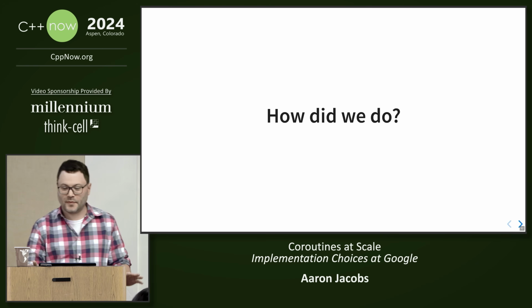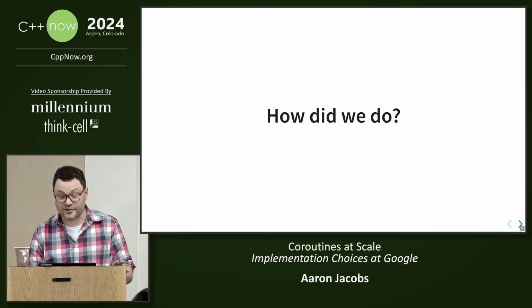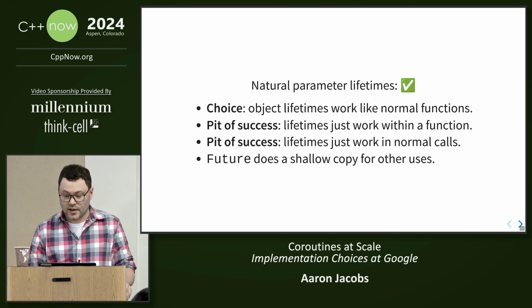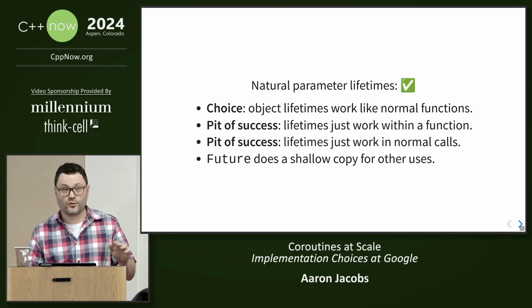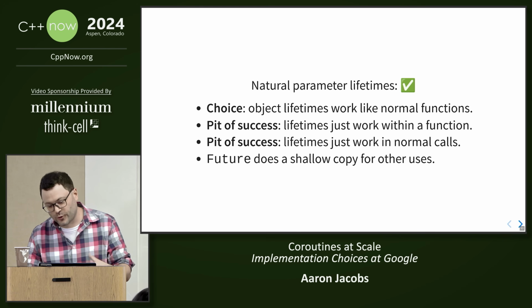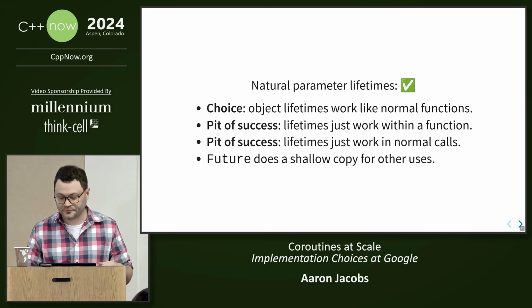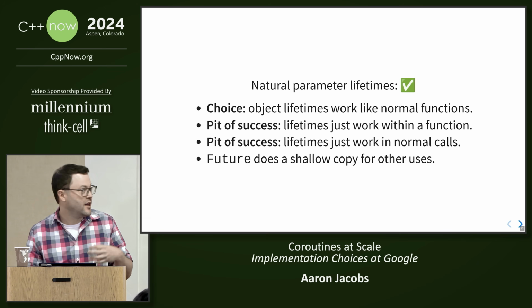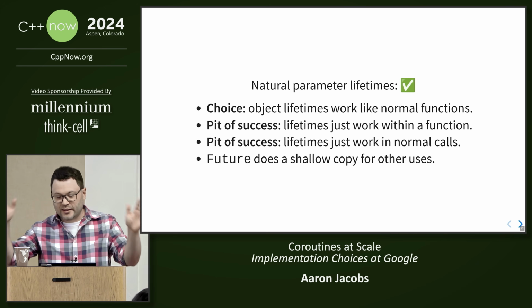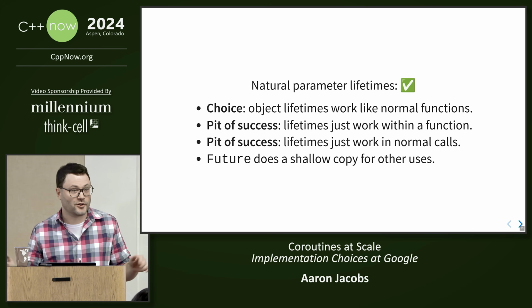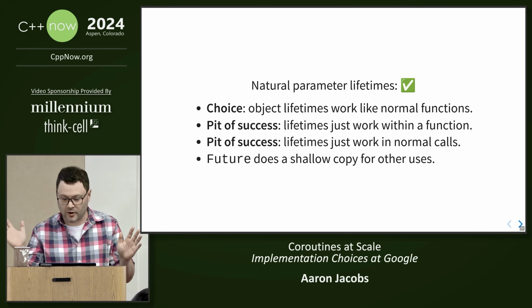Okay, so let's recap and see how we did with our scaling concerns and design goals. Our first design goal was that natural parameter lifetimes for coroutines should always work, lifetime rules for coroutines should work in a natural way. I think we did pretty well here. We say that the rule that everybody needs to follow is exactly that, natural parameter lifetimes. And it completely alleviates any burden for an author writing a function. They get to just use references freely, no problem.